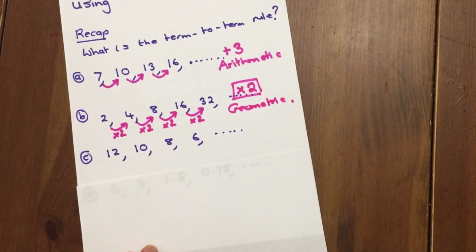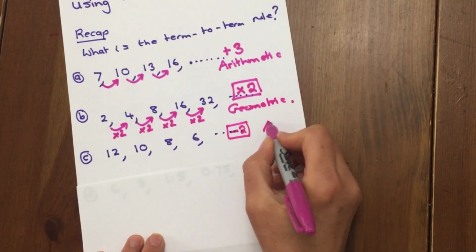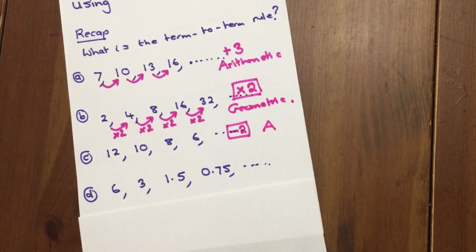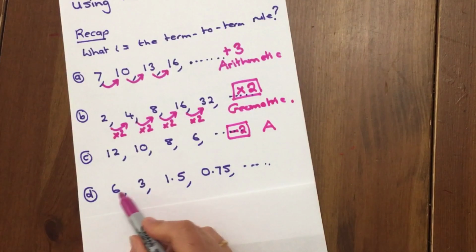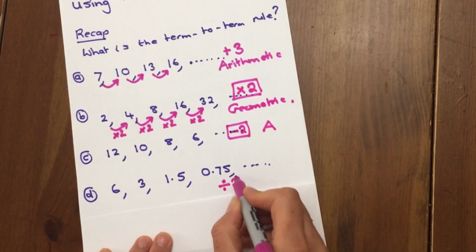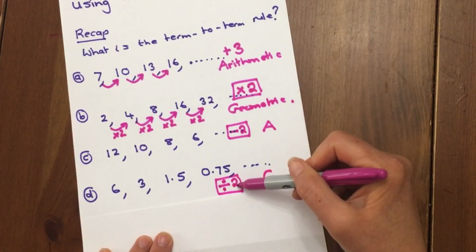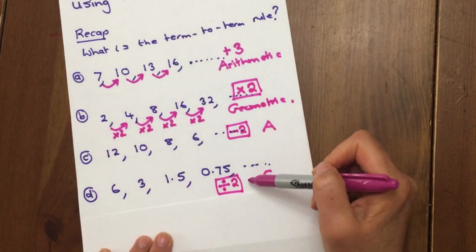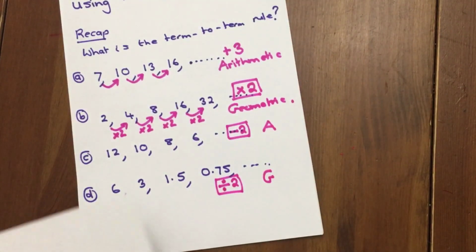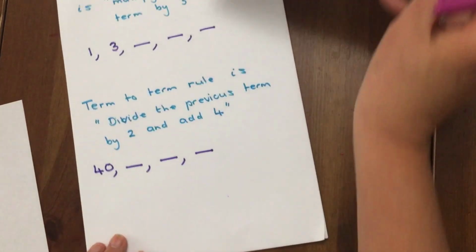Okay, so what's happening here? You can see it's going down by 2's, and we call this an arithmetic sequence. Here, hopefully you can see that from one term to the next, we are dividing by 2. So this will be a geometric sequence. So multiplying and dividing from one term to the next is geometric. Adding or subtracting from one term to the next is an arithmetic sequence. Okay, so that's a recap of what you did last lesson.